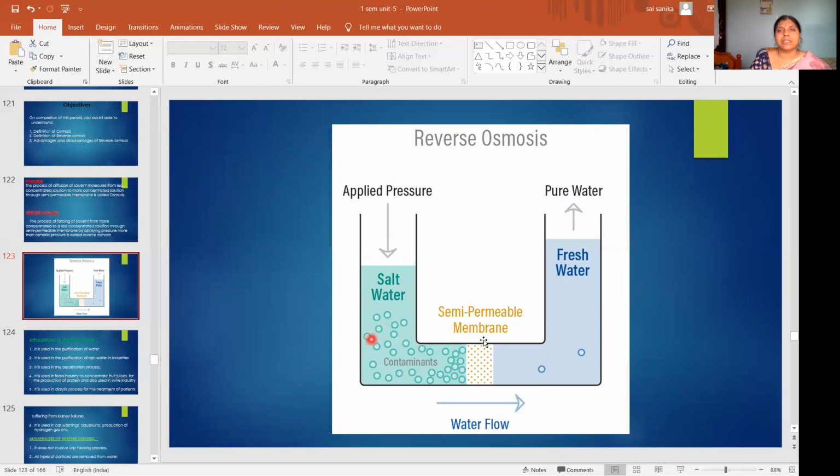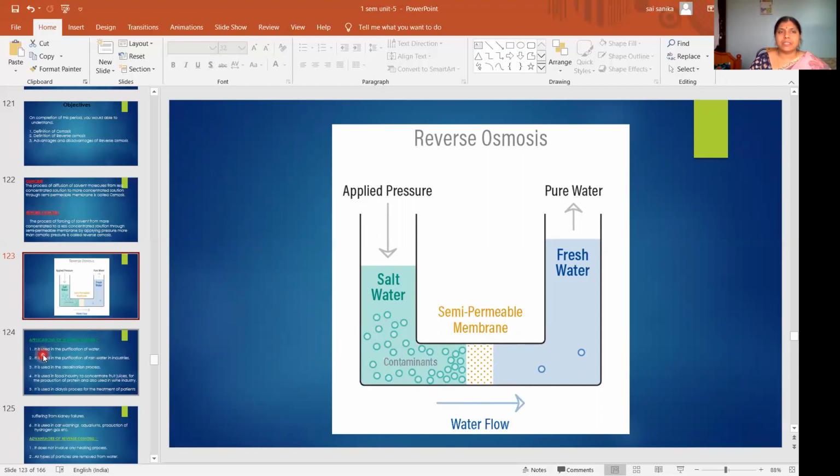When you separate seawater and fresh water by a semi-permeable membrane, osmosis takes place. But to desalinate this seawater, you have to apply pressure on the salt water, the more concentrated solution. Then pure water molecules will move into the fresh water. This is how reverse osmosis is done for desalination of seawater.